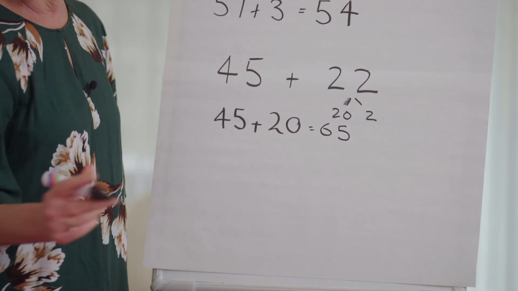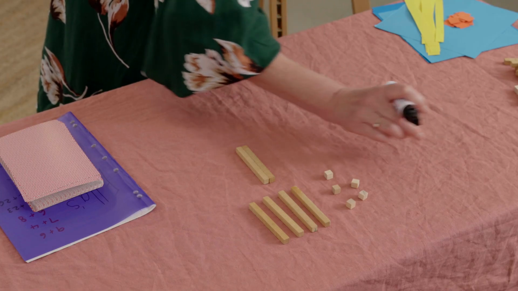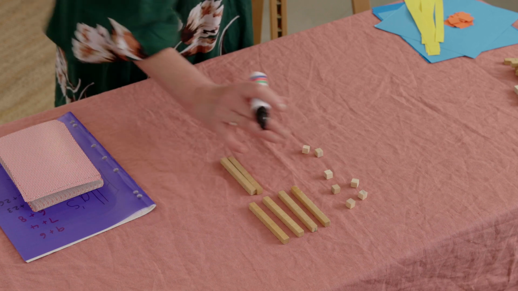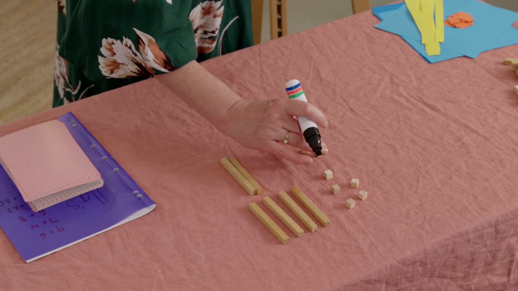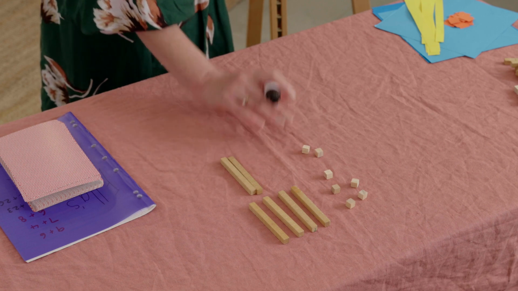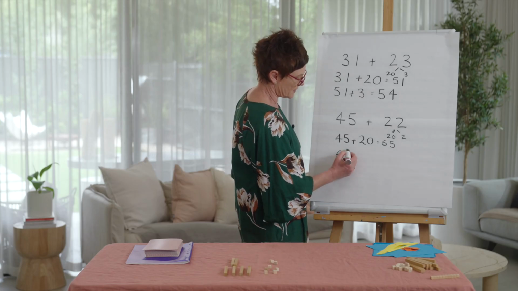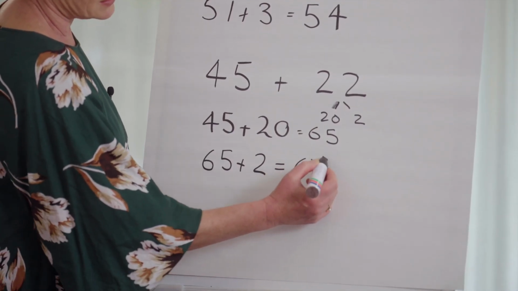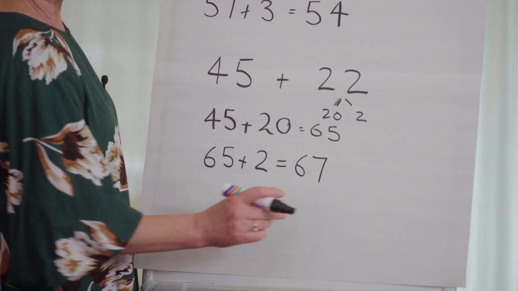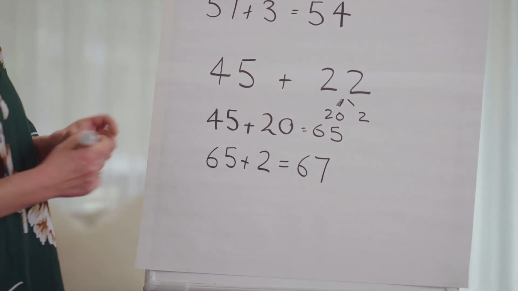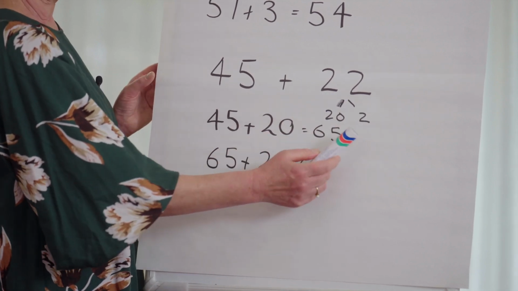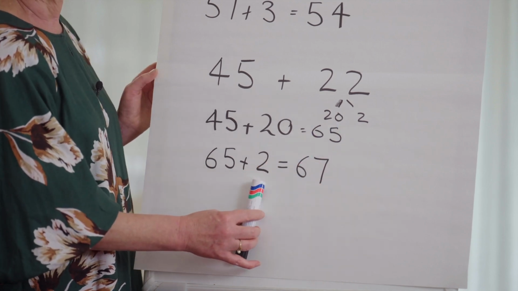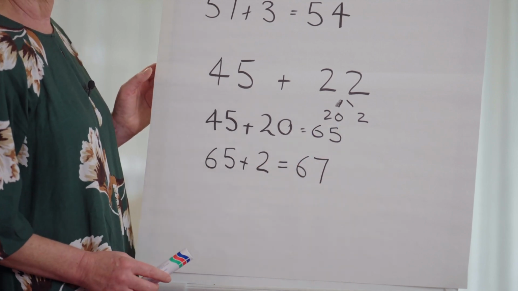And now I'm going to bring my ones over to complete my number sentence. So I have 6 tens and 2, 4, 6, 7. 65 plus 2 will give me 67. So I've been able to partition the smaller number and bring the tens over and bring the ones over. All right, and let's keep practicing.